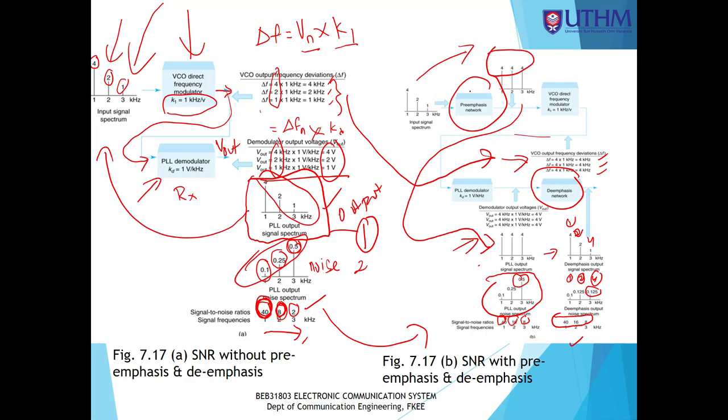So you can see in the picture on the right that the pre-emphasis network is introduced before the VCO, and the de-emphasis network is introduced after the demodulator, which is after the demodulation process. Okay, so now the question asks you to repeat the same process: find the SNR, find the output voltage and find the delta F. In this picture, we still have the same input, 4, 2, and 1 volt at 1, 2, 3 kilohertz.